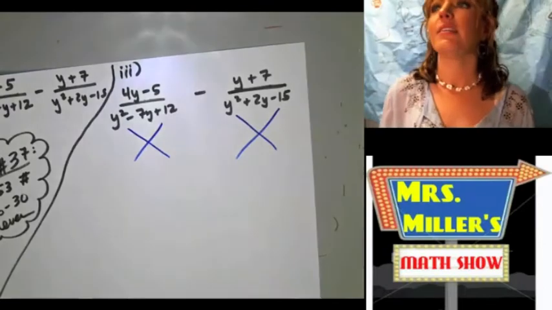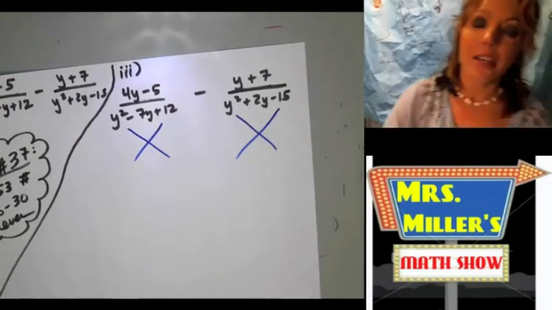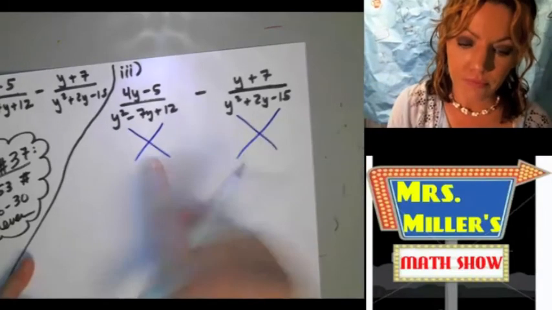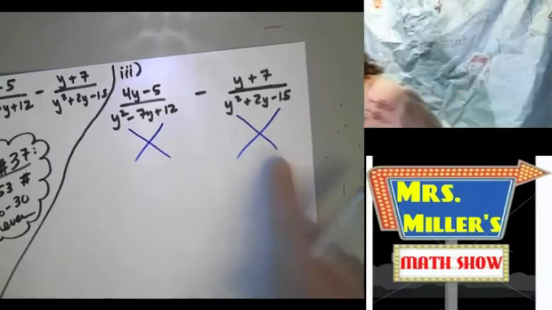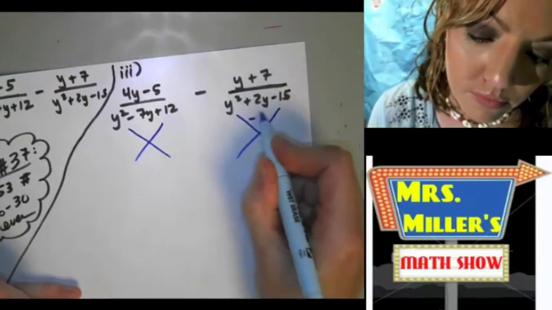Okay. Fane, go ahead. For the one on the bottom right hand corner. This one? Yeah, that one. You get y plus 5 and y minus 3. Cool. Everybody give it up for Fane.